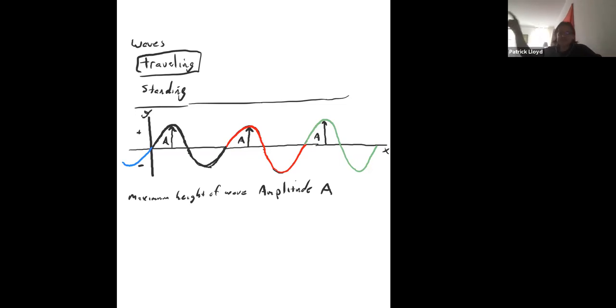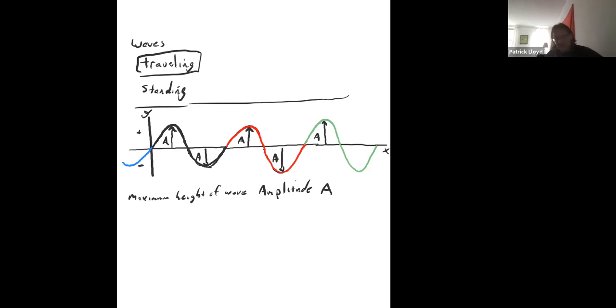Now the amplitude might change. There are all kinds of different types of waves. You might also notice that you get the same height down here. So that's also the amplitude. In a sense, it's really the maximum, the absolute value of that height.